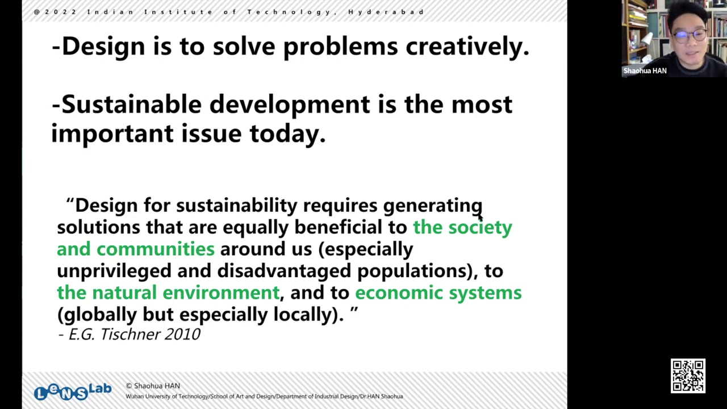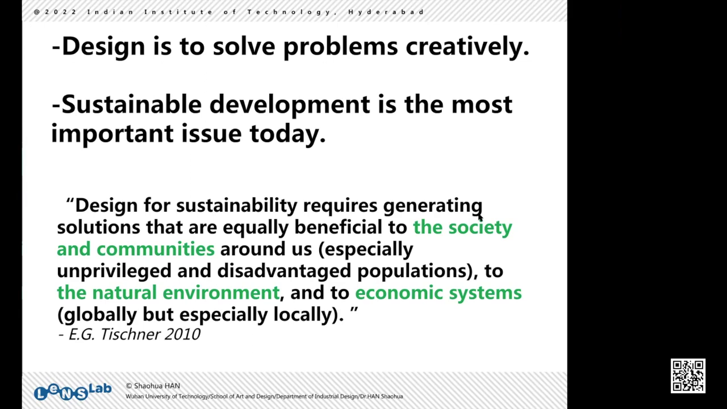We got this from Tishner 2010. Design for sustainability requires generating solutions that are equally beneficial to the society and the communities around us, especially unprivileged and disadvantaged populations, to the natural environment and to the economic system globally, but especially locally. From this definition, we can also say the three dimensions of the sustainable development triangle, if you remember, we mentioned before: the society, the environment and the economic system, right?